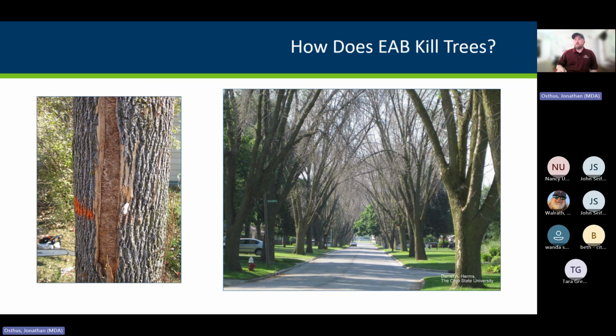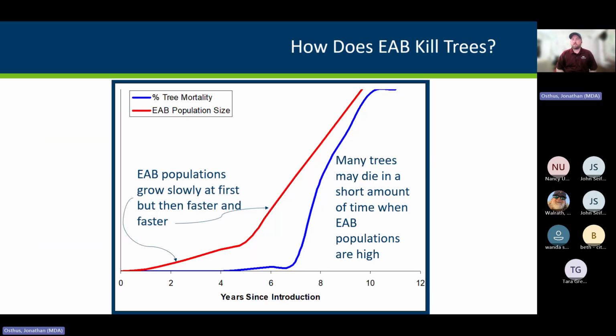And so the real issue with this is that the populations grow slowly at first. So when it's first found in an area, you see a few trees here from year to year. But with each female beetle being able to lay between 60 and 90 eggs, that population can really jump quite fast. So you get a bit of a couple year lag time between when emerald ash borer populations start growing in an area to when they really take off. And then once those populations explode, you have a lot of tree mortality within a relatively short period of time.